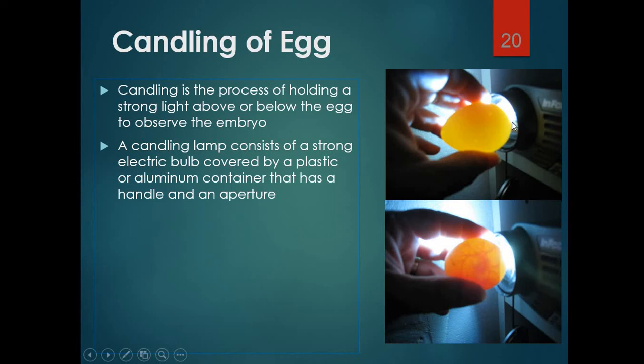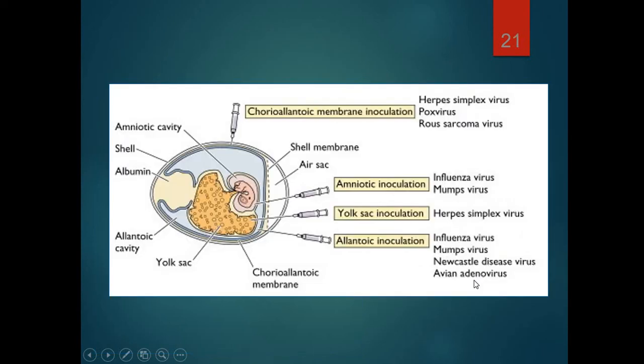You can see in this depiction there is no kind of embryo inside the egg, but in this depiction you can see the embryo is present inside the egg. You can see this is the embryo. Different parts of the embryonated egg, with different kinds of viruses, you can see in this depiction.